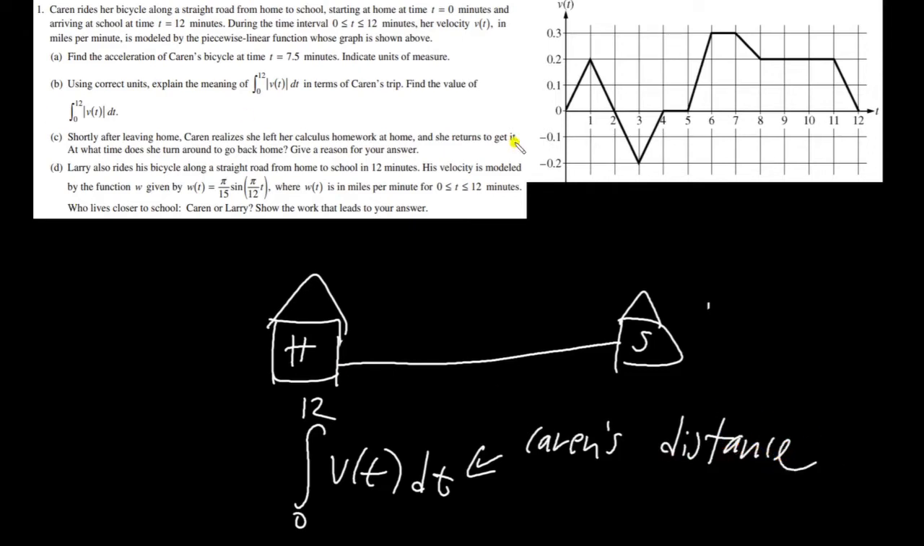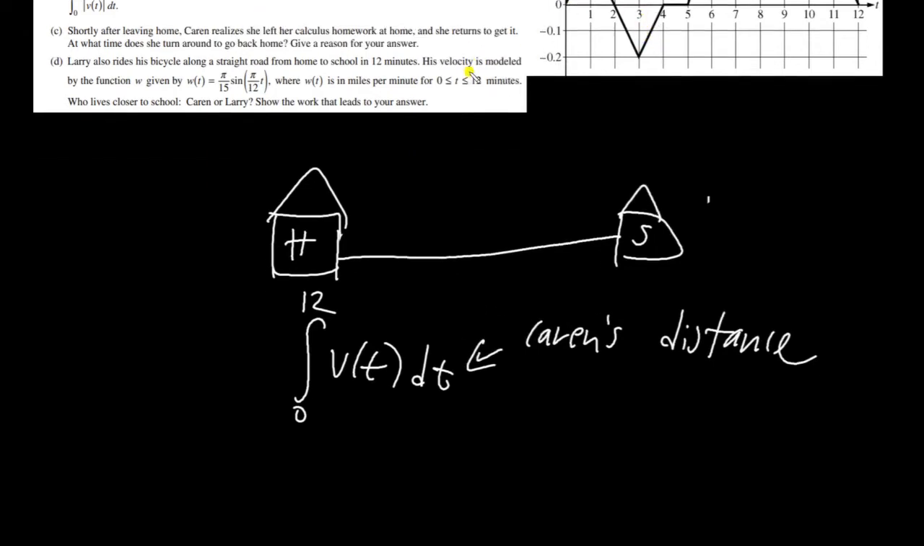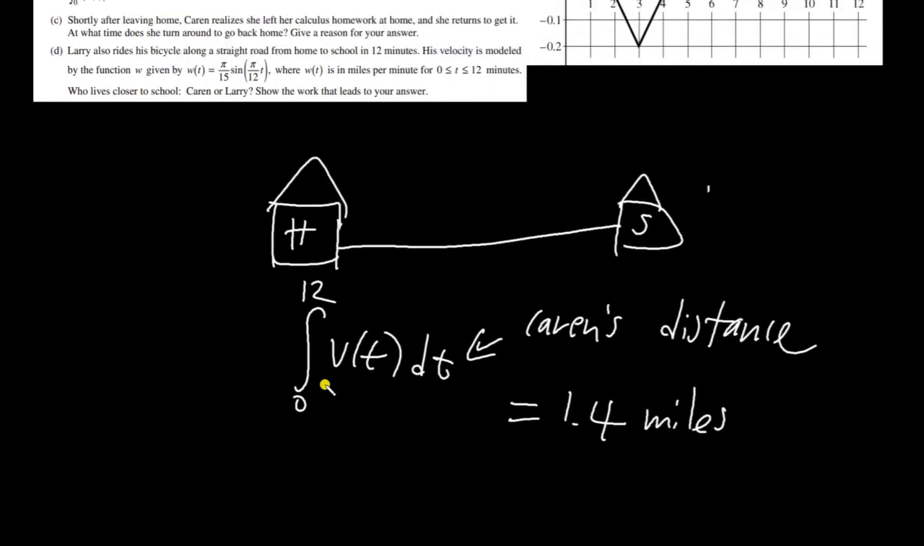And you do a very similar thing to what you did in part B, but these two would cancel out, right? So you'd subtract 0.4, because this is 0.2 and this is 0.2, these would cancel out. So you'd subtract 0.4, and your final answer would be 1.4 miles. Okay? And then we need to find Larry's distance, right?